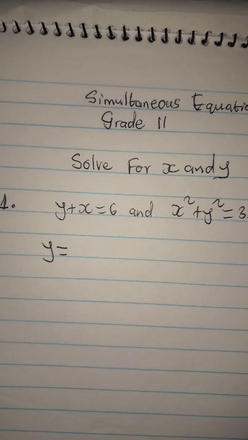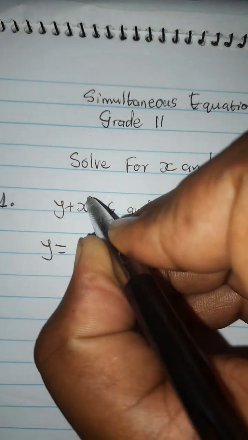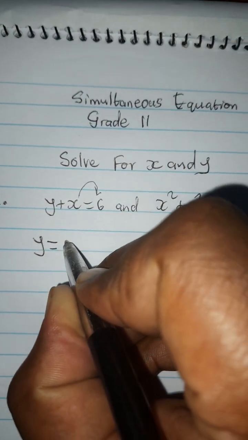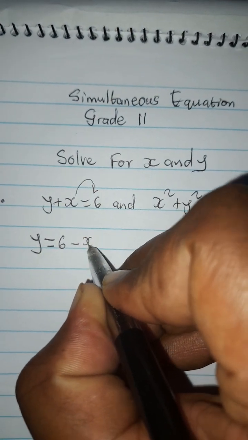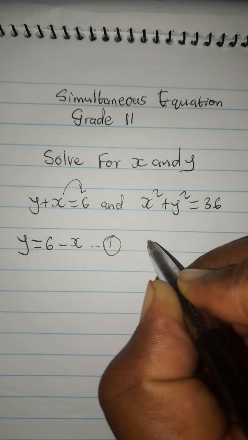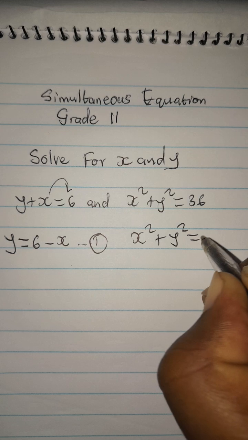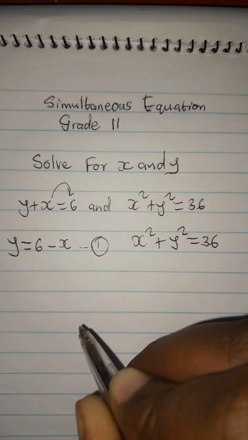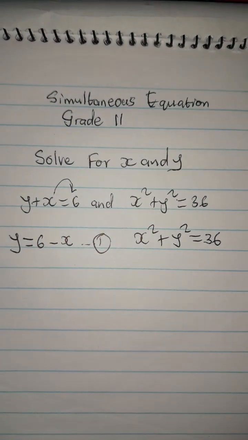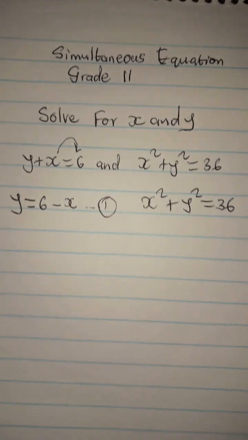If I make y the subject, that means I can transpose x to the other side. So this will be y equals 6 minus x. Name this equation 1. Then this will be our equation 2: x squared plus y squared equals 36. I know others will name this equation 2 and that one equation 3, but it depends on you.